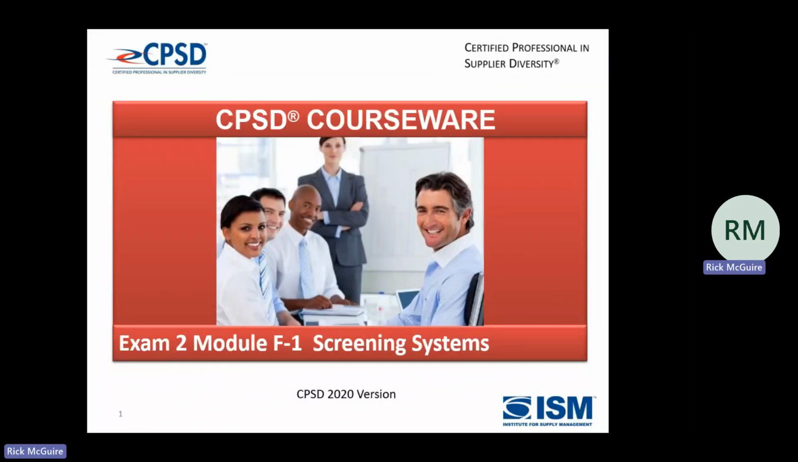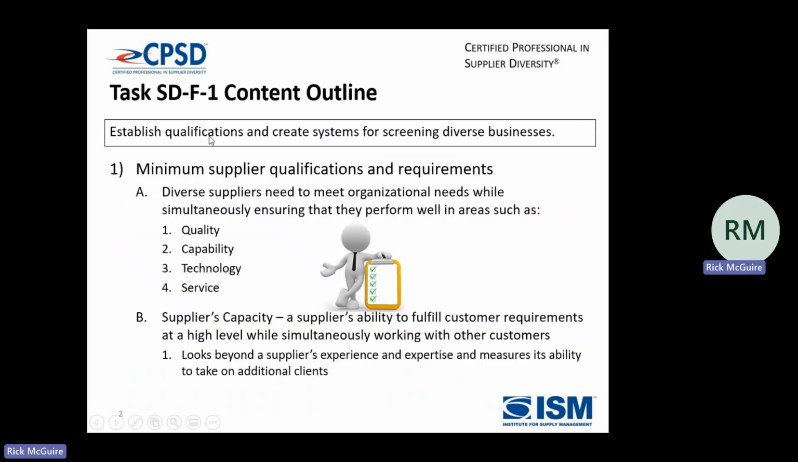Okay, today we are going to move to module SD-F-1 on screening systems for diverse suppliers. The task is to establish qualifications and create systems for screening diverse supplier businesses.